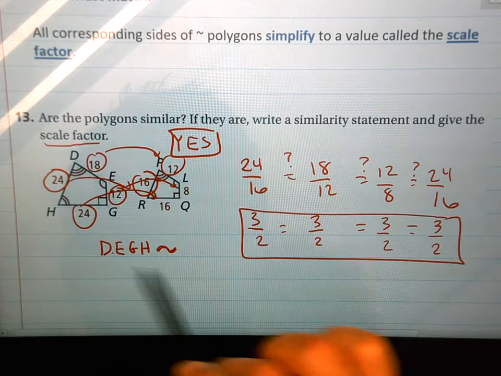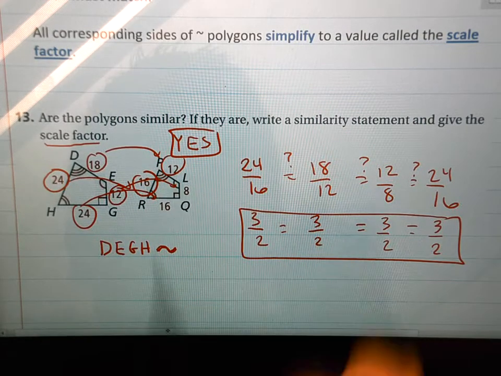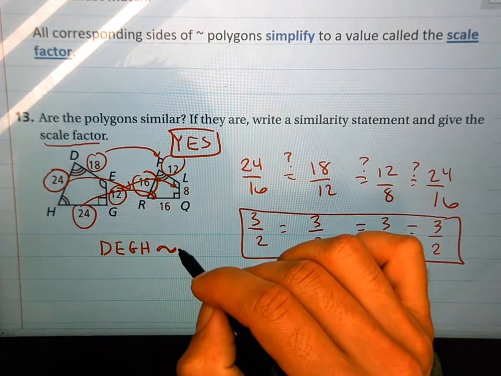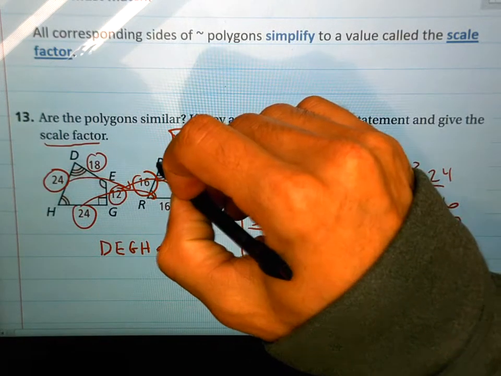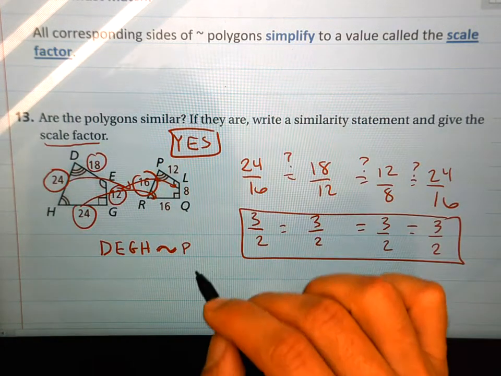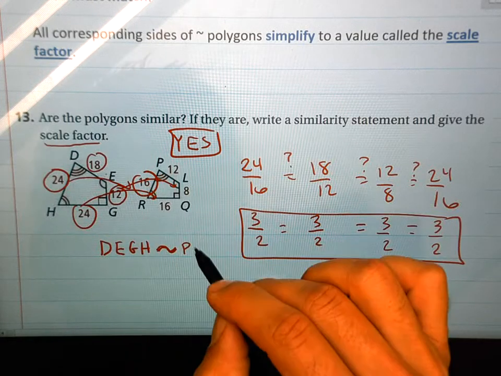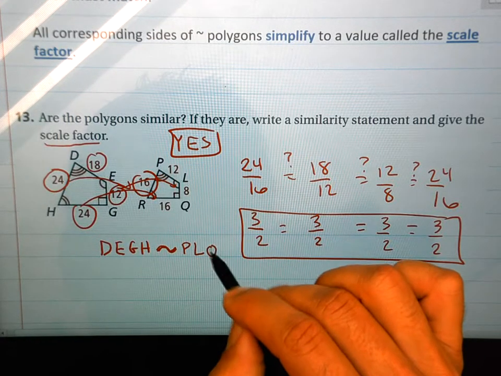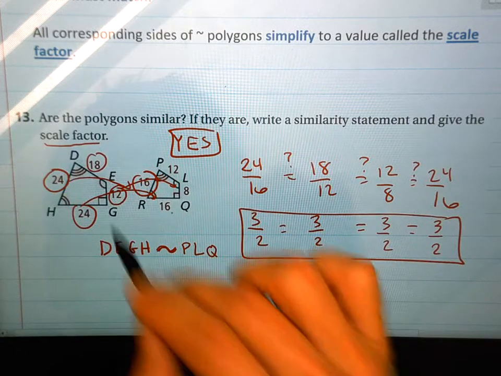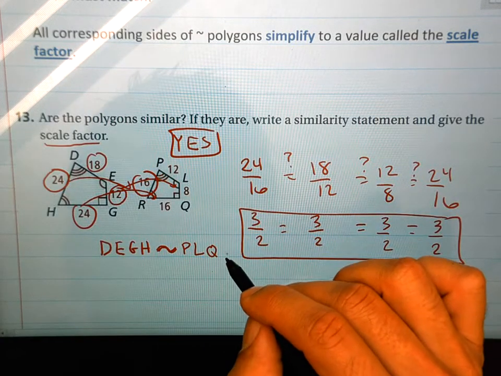The D has to match with which one? I'm hoping you see that letter there. I believe it's a P. I might need to erase that to find out. Let me erase just a little bit. Oh, yeah, it's a P. The E matches with L. The G matches with Q. Corresponding angles. Do you see how that works? And H matches with R.